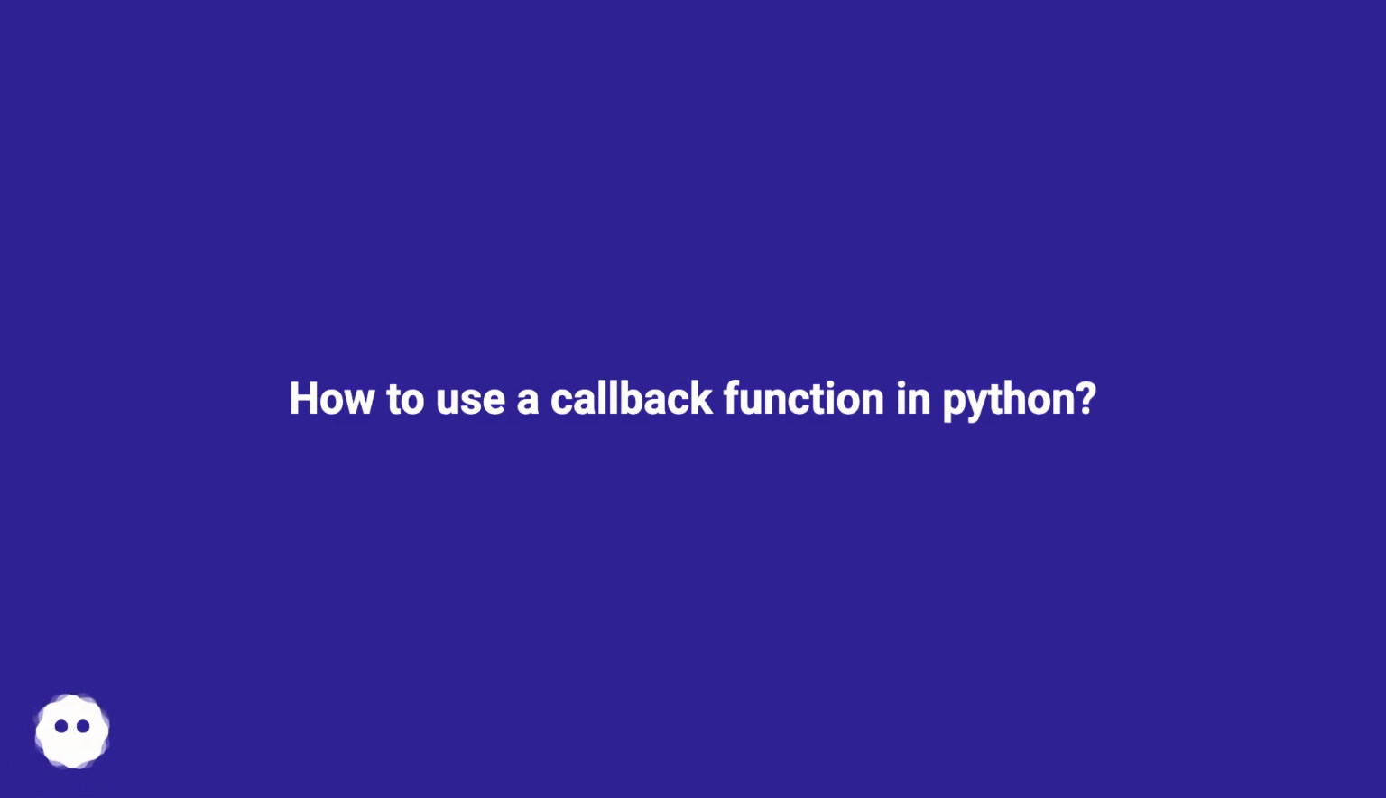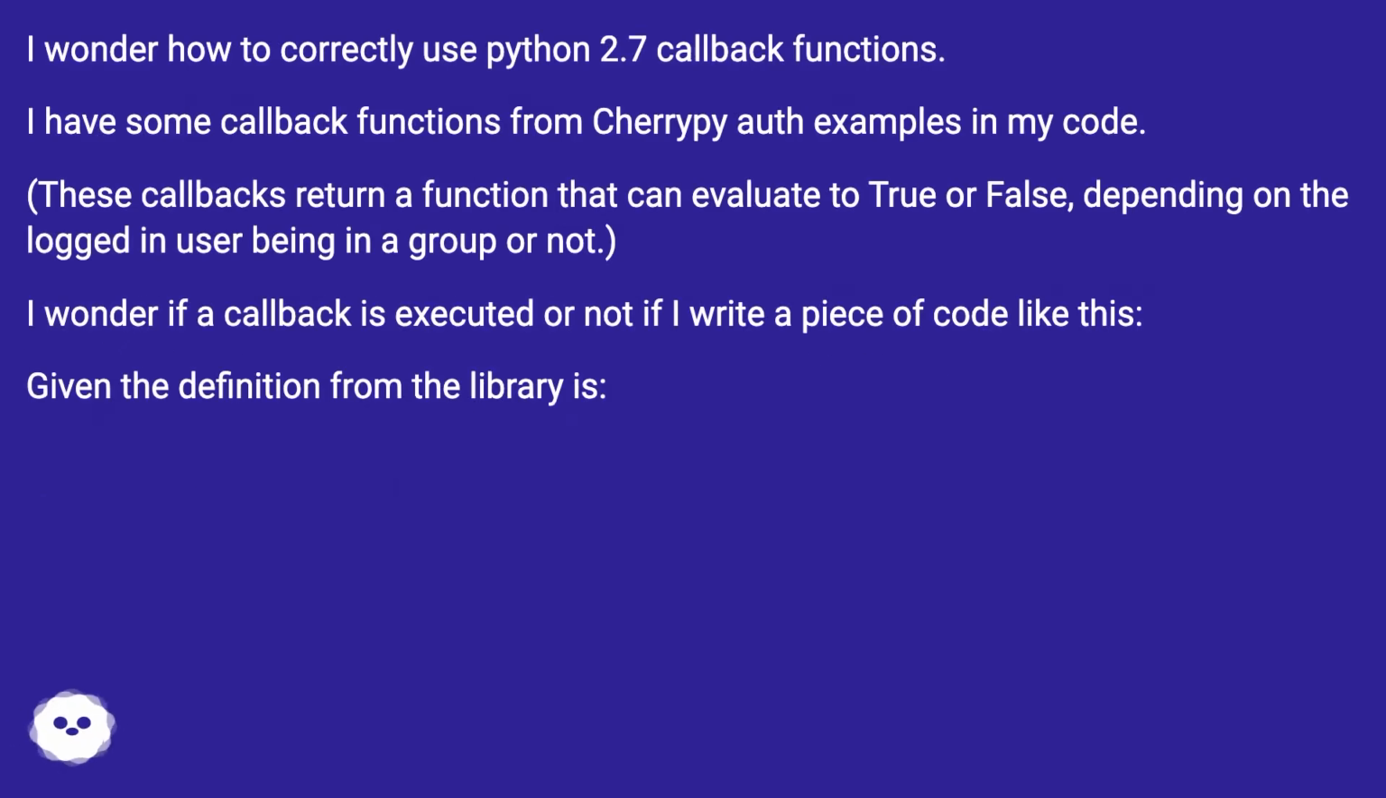How to use a callback function in Python. I wonder how to correctly use Python 2.7 callback functions. I have some callback functions from Cherokee auth examples in my code.